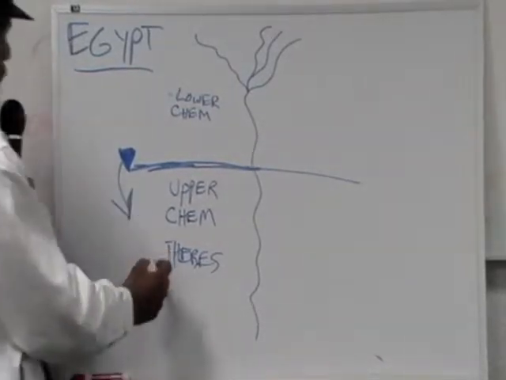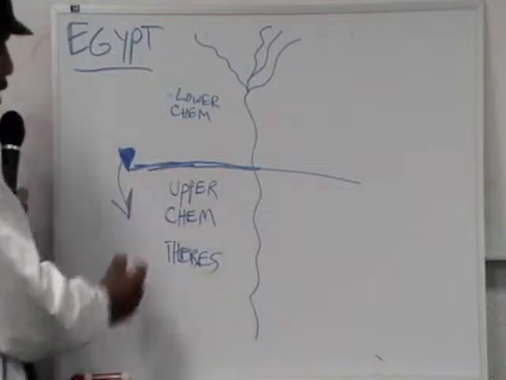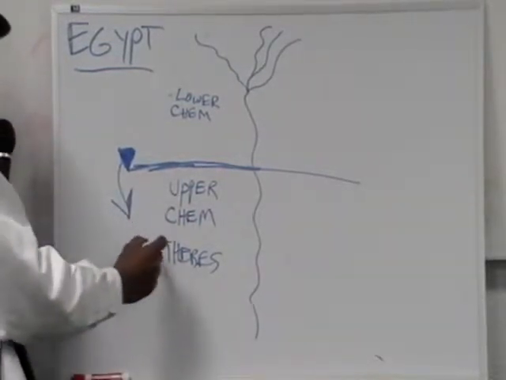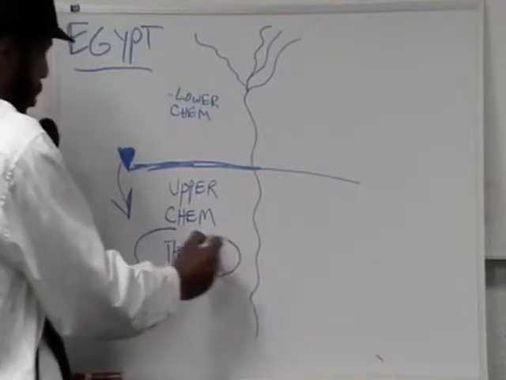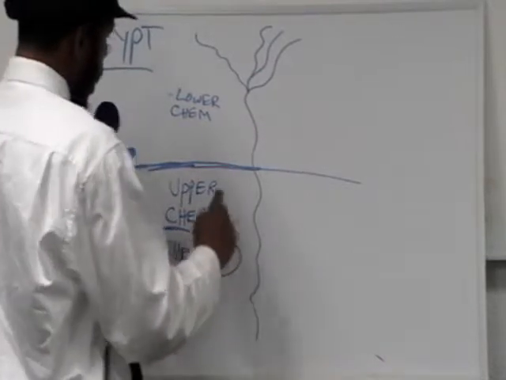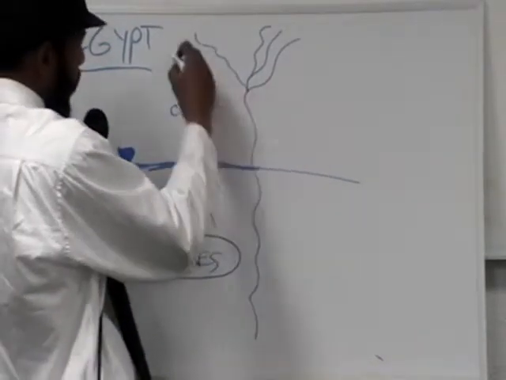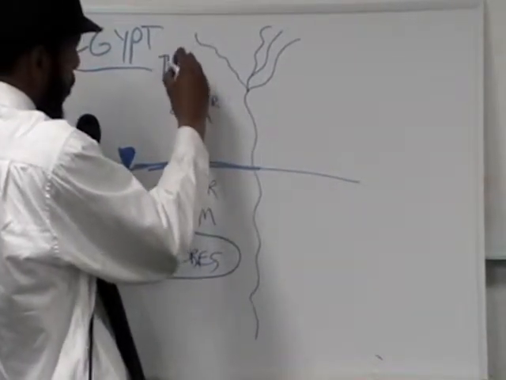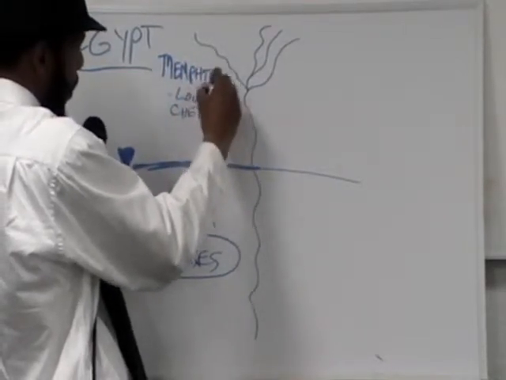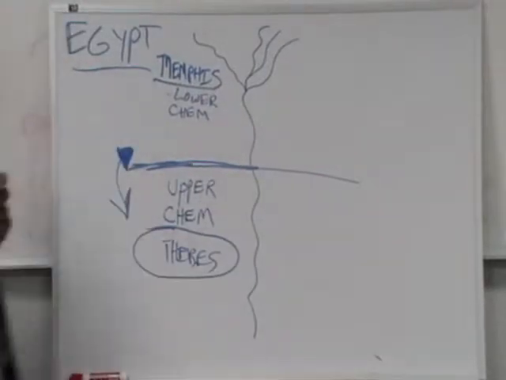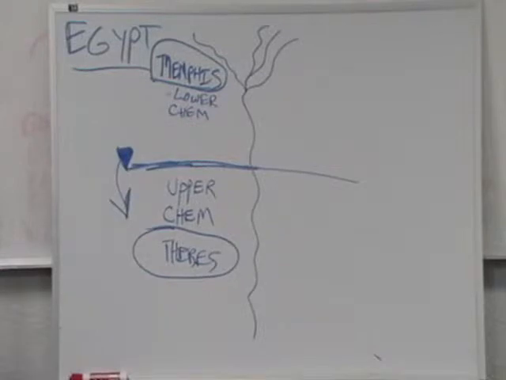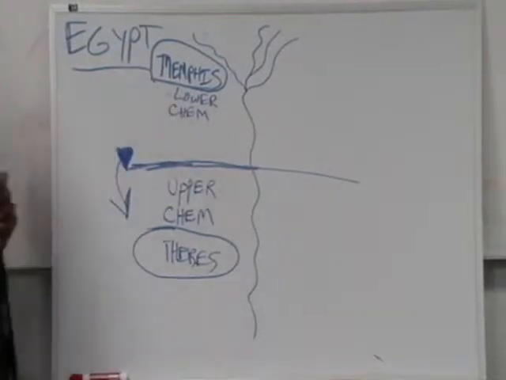In southern Kim, which is also referred to as Upper Kim, you have the city of Thebes, which is really important. In northern or lower Kim, you have the city of Memphis, which is really important.